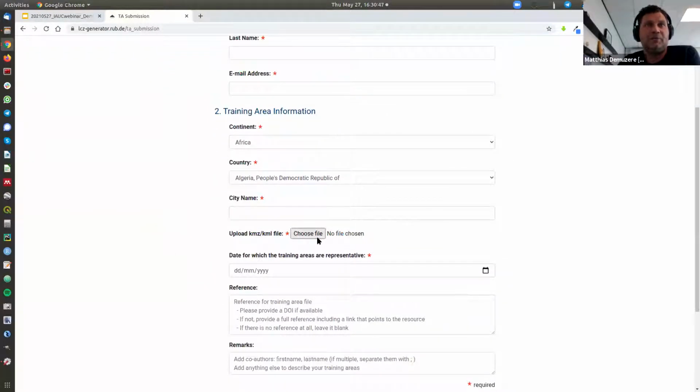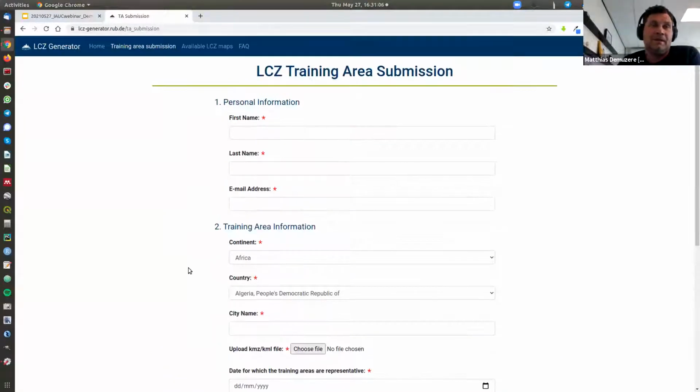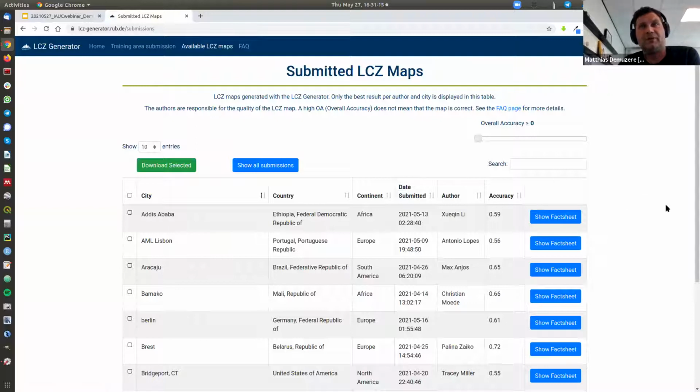And then here you can upload your training area file, and you have to provide some additional metadata. Once all is done, you can either consent or not to show your name in the submission table, and you have to agree with our terms of service and have read the attribution guidelines. Once all is filled in, submit your training data. And nowadays, you should get your results in 5 to 10 minutes via email, but your results will also show up in this submission table.